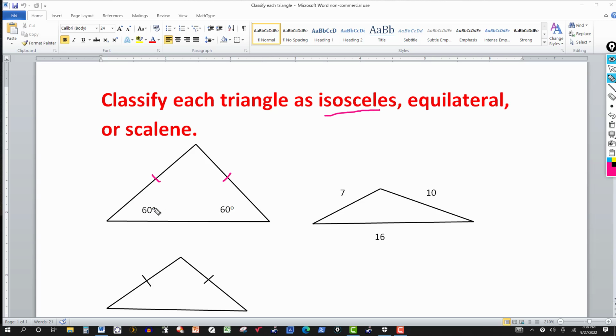However, we know that the total measure of the three angles is 180. Since this is 60 and this one here is 60, the base angles add to 120. That leaves 60 degrees for the third angle. Since all three angles have the same measure, all three sides have to have the same measure. So this one we can say is equilateral.